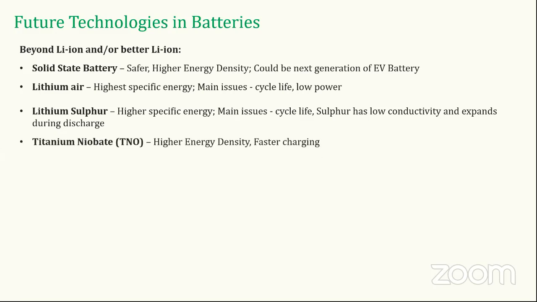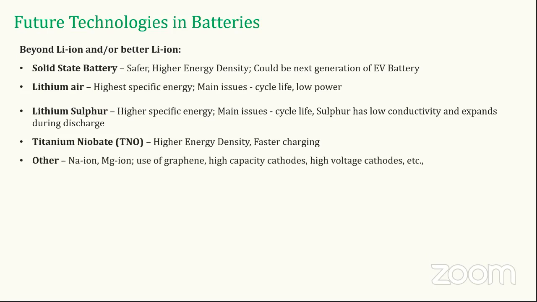Titanium niobate is being developed by Toshiba in order to replace LTO in the anode, which we saw before. This will support higher energy density, and it also helps to achieve faster charging. Other types include sodium ion and magnesium ion components, and the use of supercapacitors, which we call graphene, high capacity cathodes and high voltage cathodes.